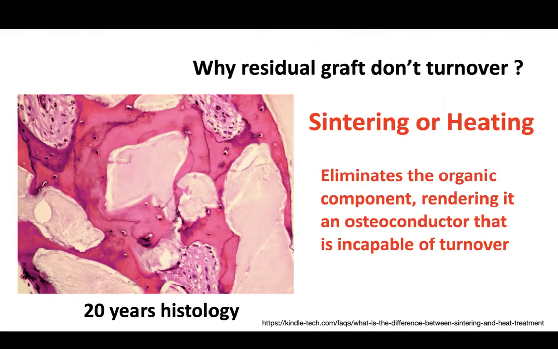But nevertheless, both of them do one thing. It eliminates the organic component. That's very important in an animal source. And that's why it will turn only into an osteoconductor and capable of turnover.